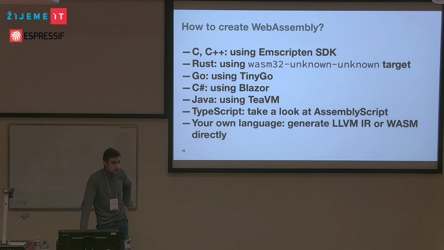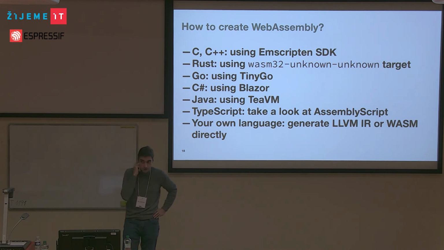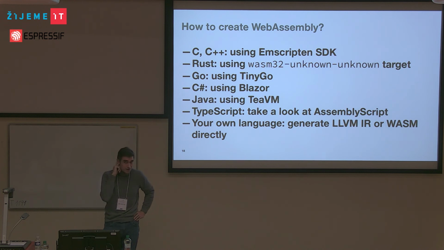Creating WebAssembly. For C and C++, the Emscripten SDK is the go-to. It basically is based on the LLVM compiler. Rust has a target for WebAssembly, and for other languages there are some solutions as well. At the moment, if you have a dynamic language, then WebAssembly is not a very good target, because WebAssembly doesn't allow for the kind of things that dynamic languages tend to do.